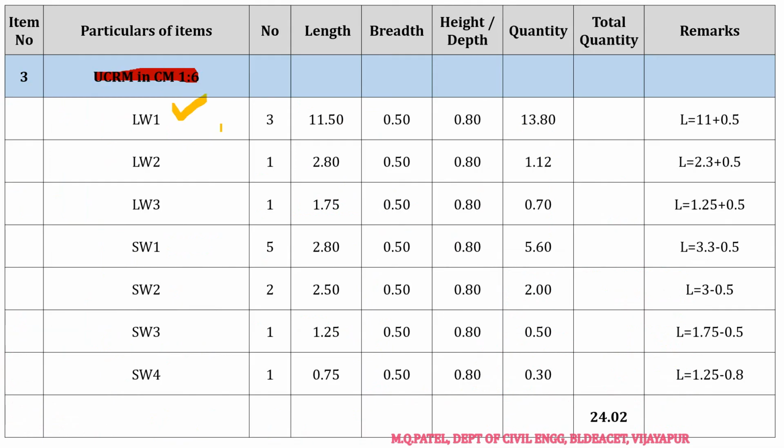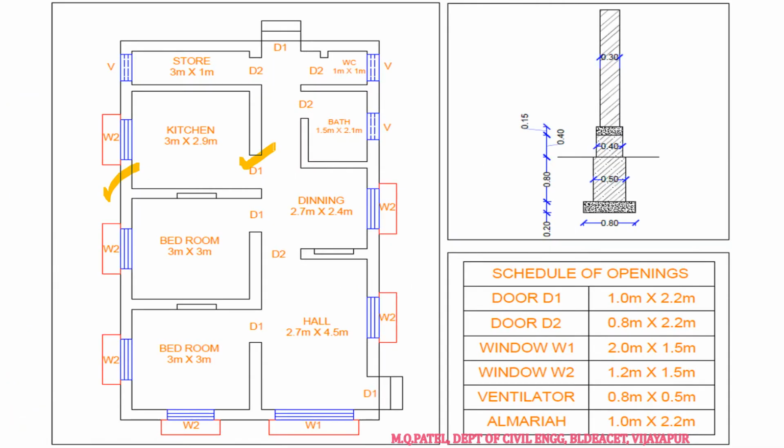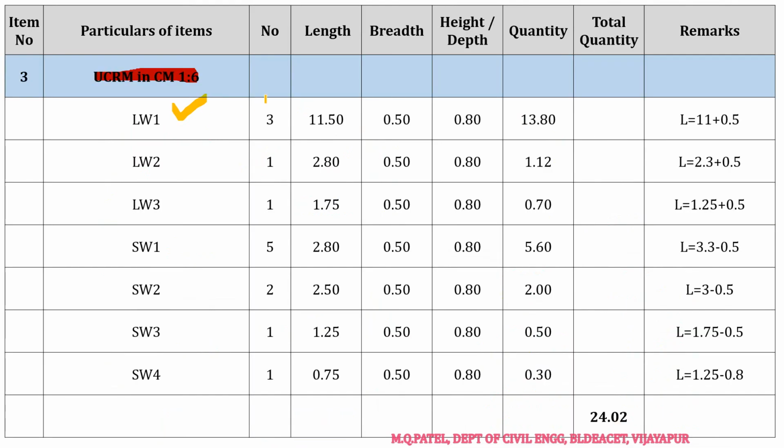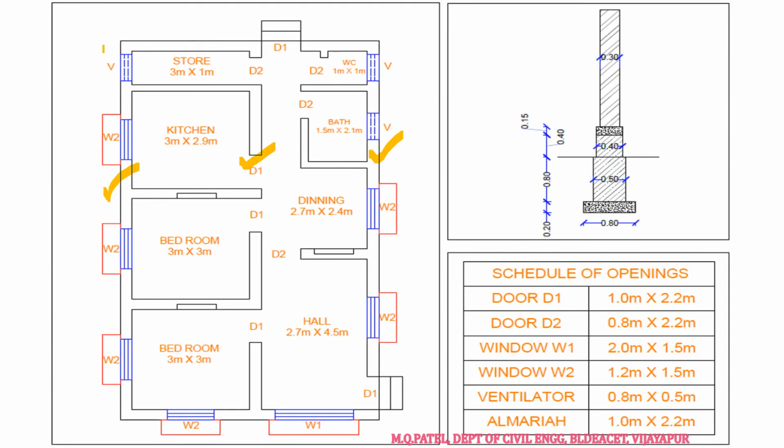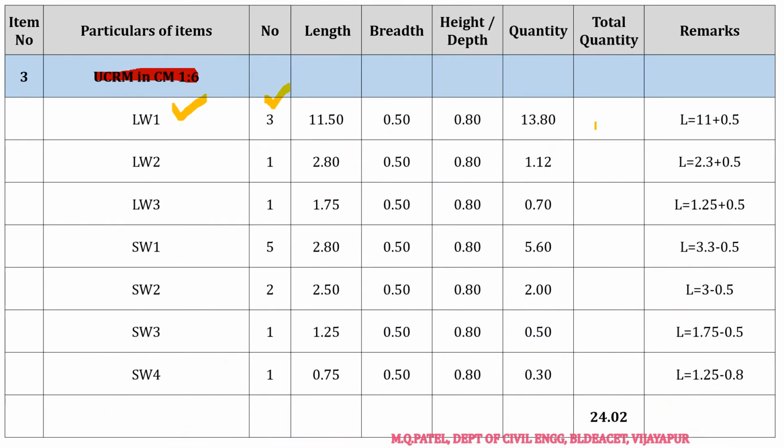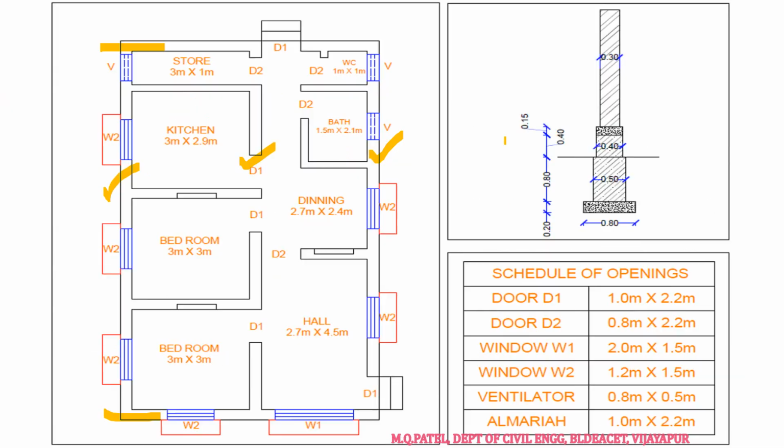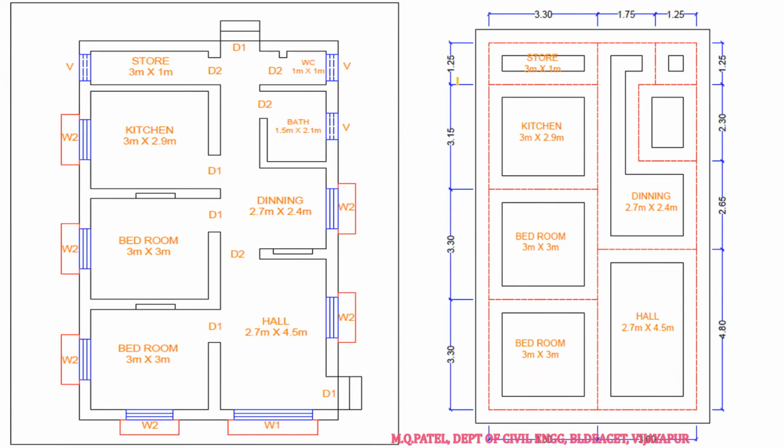Again we'll start with long wall 1. So this is long wall 1, 3 numbers, right? Now center to center distance again. Center to center distance, as you already know, is 11 meters. Now here what width has to be added? Width of the item has to be added.